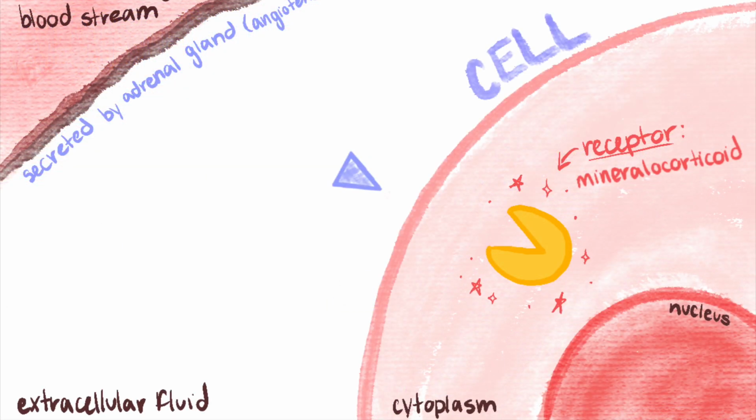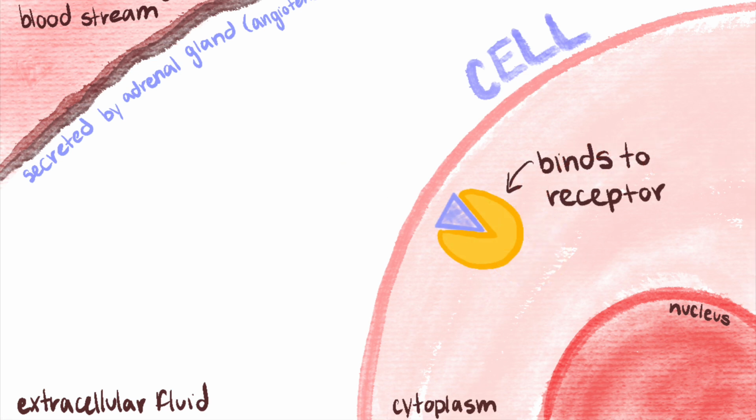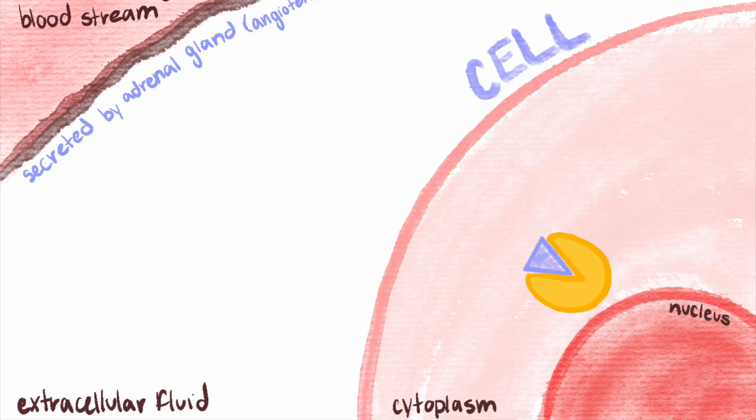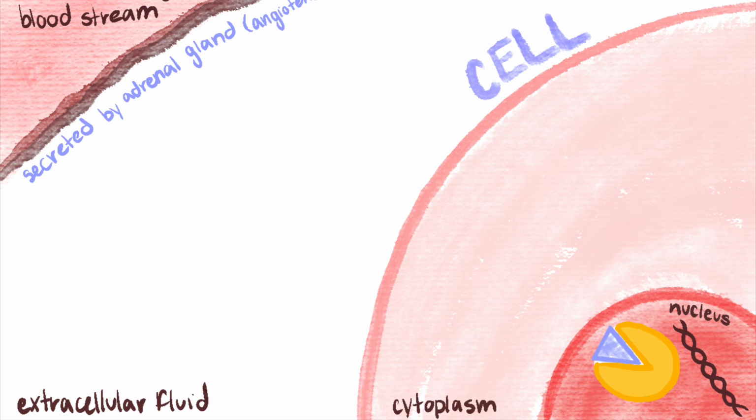Waiting for aldosterone within the cell is the mineralocorticoid receptor. Aldosterone binds to this receptor, and thanks to the mineralocorticoid receptor, it's able to reach the nucleus. From there, the DNA within the nucleus is then transcribed into mRNA.